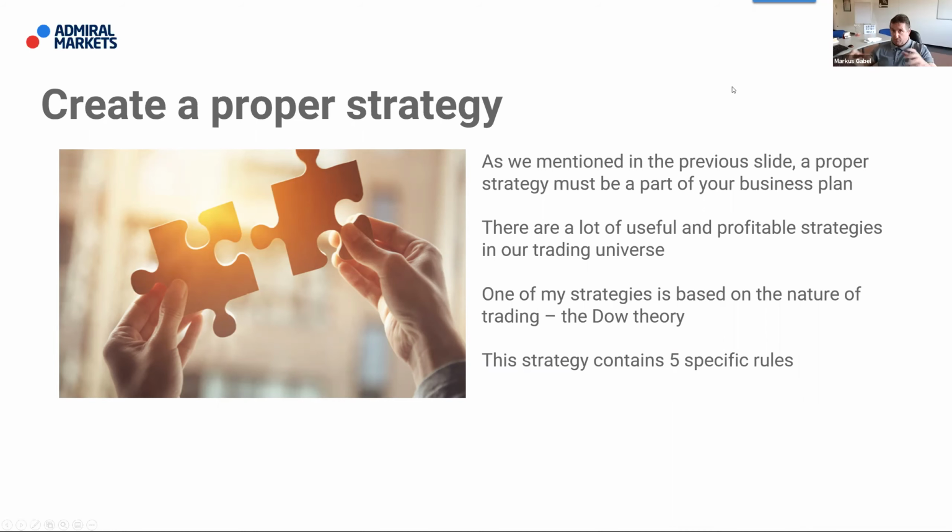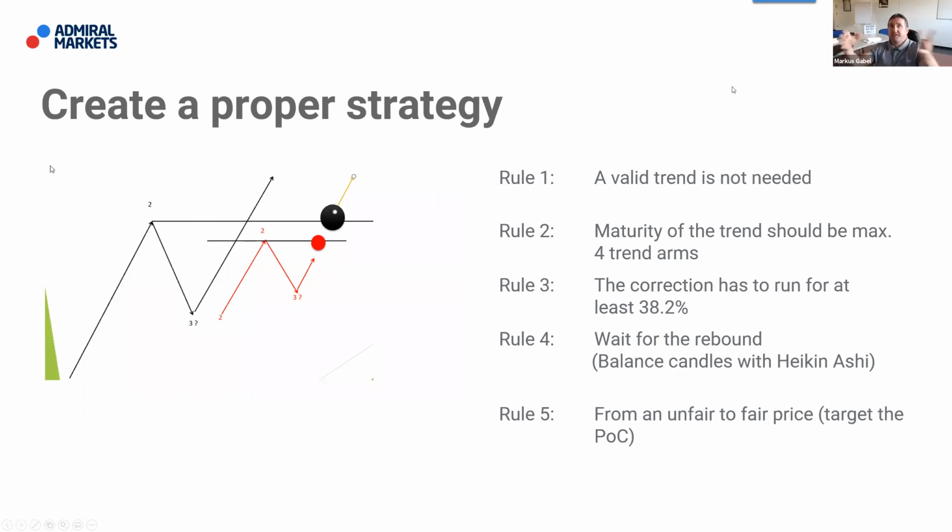That's the basis of average trading. So rule number 1, a valid trend is not needed. Of course, this is a big mistake, sorry. Of course, a valid trend is needed. So the maturity of the trend should be maximum the 4th trend.